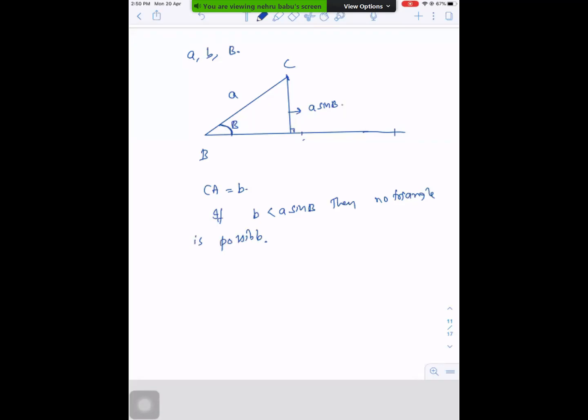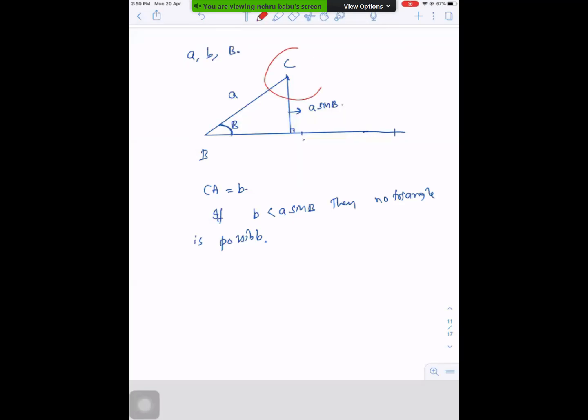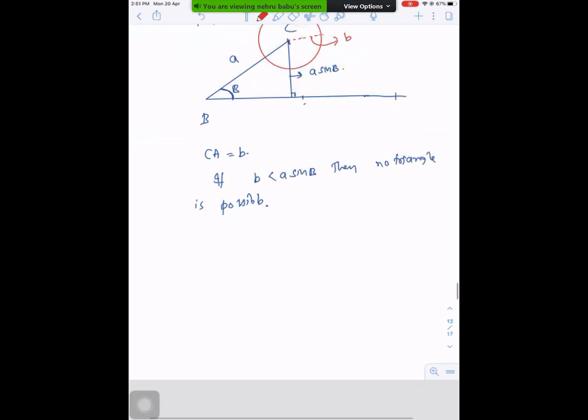Why is no triangle possible? Indirectly, we are drawing a circle. This is a circle. What is this circle's radius? Here we are taking different circles. This circle's radius is b. So if b is less than a sin B, you will get this diagram, and you don't get any triangle here.